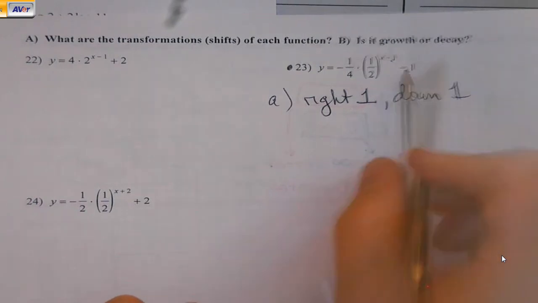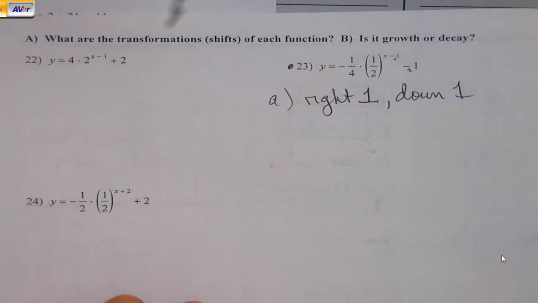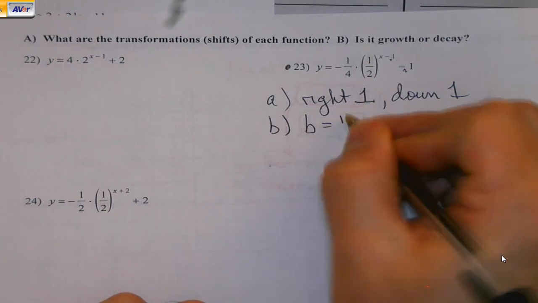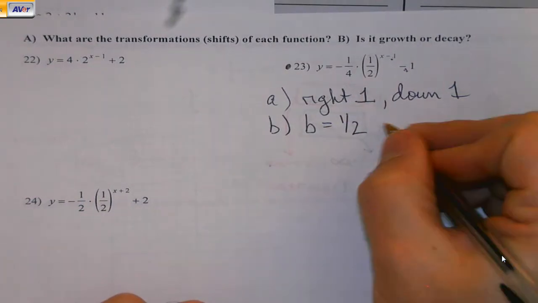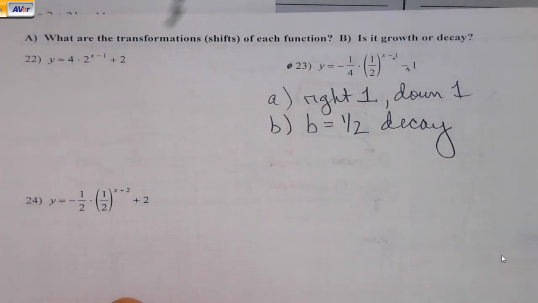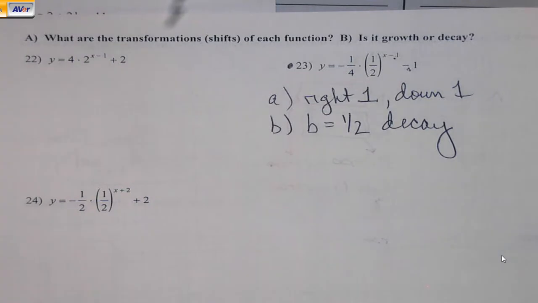Negative is down, positive is up, just like it's been. And then, is it growth or decay? Now we got into talking about these on the others. Here my b value is a half. If it's less than 1, it's going to be decay. If it's greater than 1, it's going to be growth, except for one exception, which we're going to see here in just a moment.